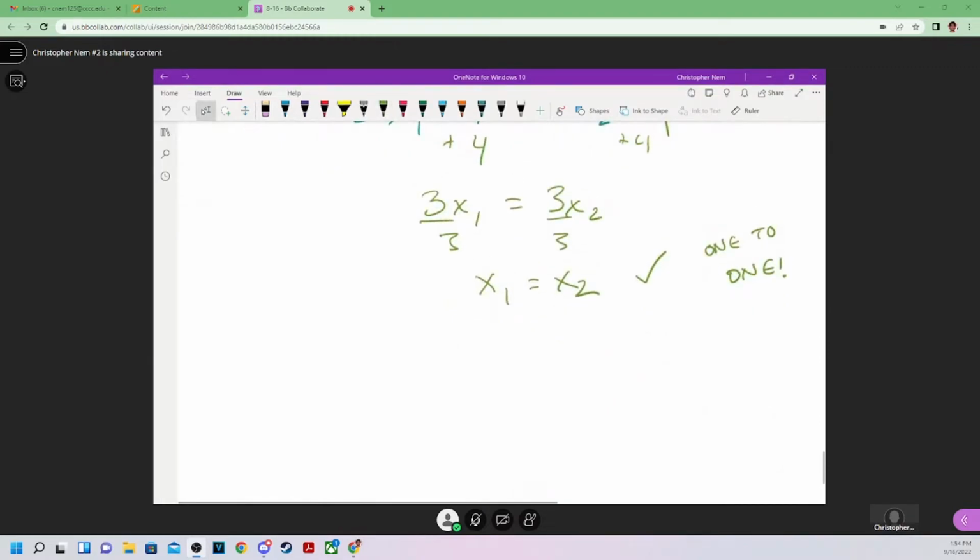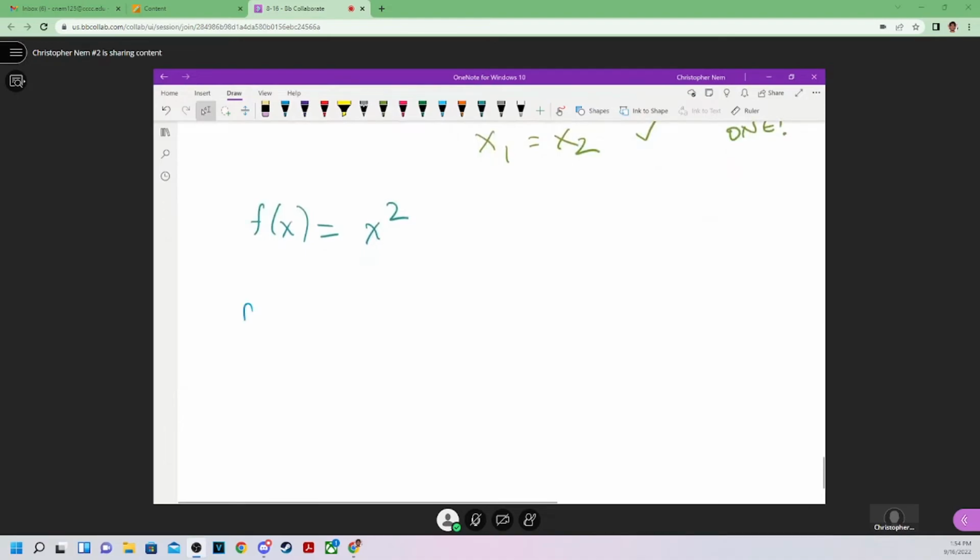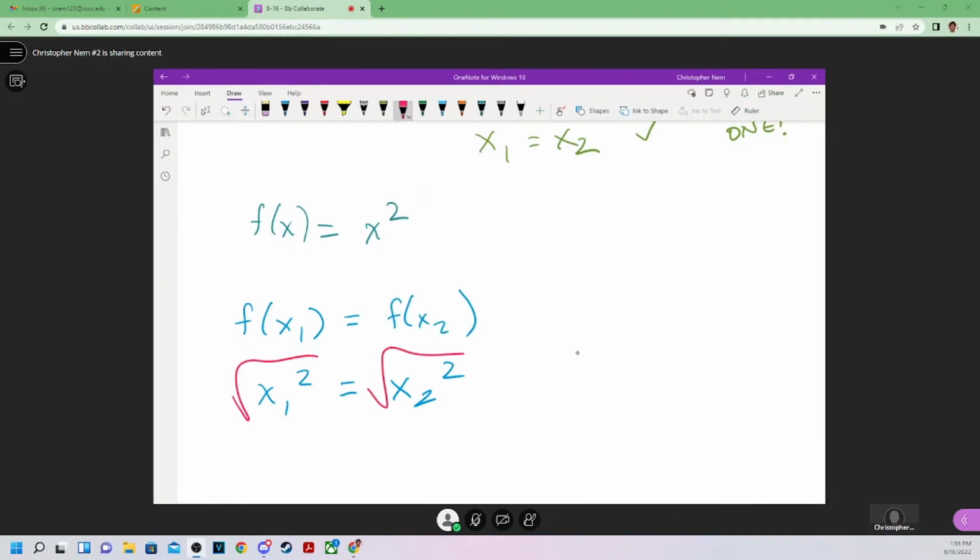Now let's use that same idea with f of x equals x squared. If I did it with this instead, let's see what happens. So I assume f of x1 is equal to f of x2. Well, that's the same thing as saying x1 squared equals x2 squared. But the problem is when I solve for the variables by square rooting, I have to do a plus or minus. So I get plus or minus x1 equals plus or minus x2. And they are not the same.